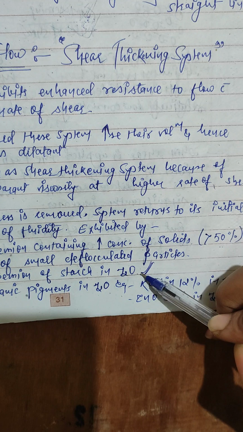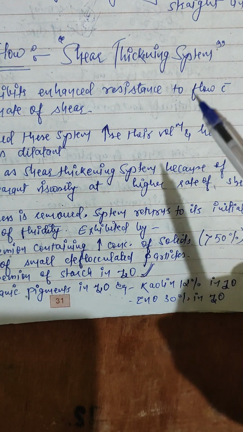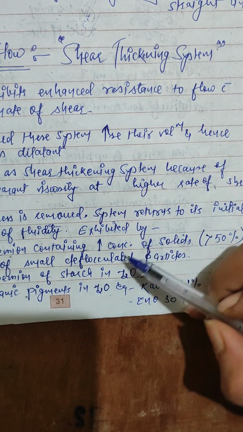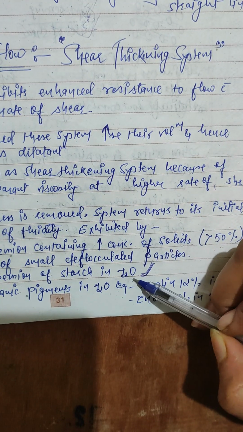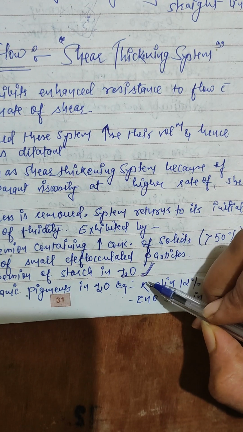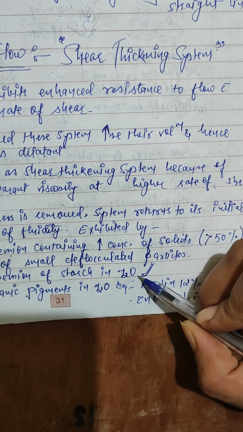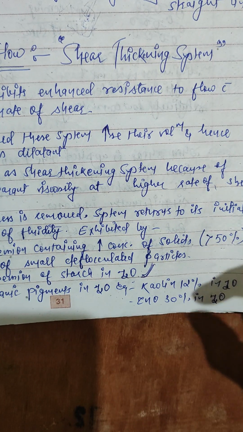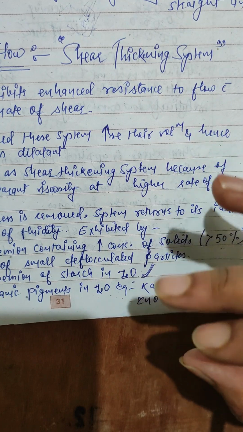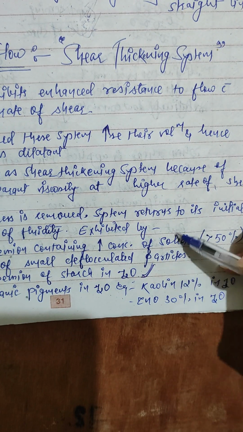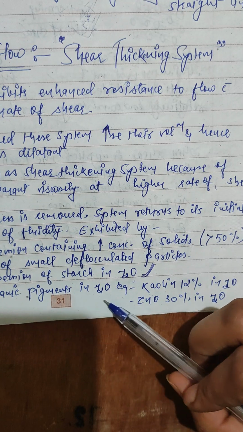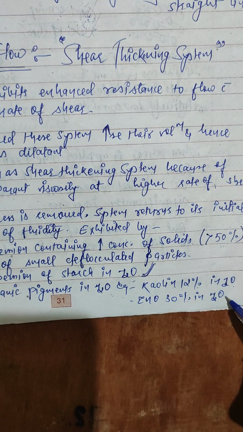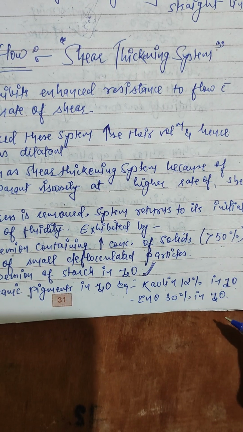If you increase the force on it, if you constantly hammer the solution of starch in water, it will become thickened, right? And once you remove that hammer from this particular liquid, it will return to its fluidity, right? So this is basically the concept. And the inorganic pigments in water, kaolin 12% in water, zinc oxide 30% in water, are some examples of dilatant flow.